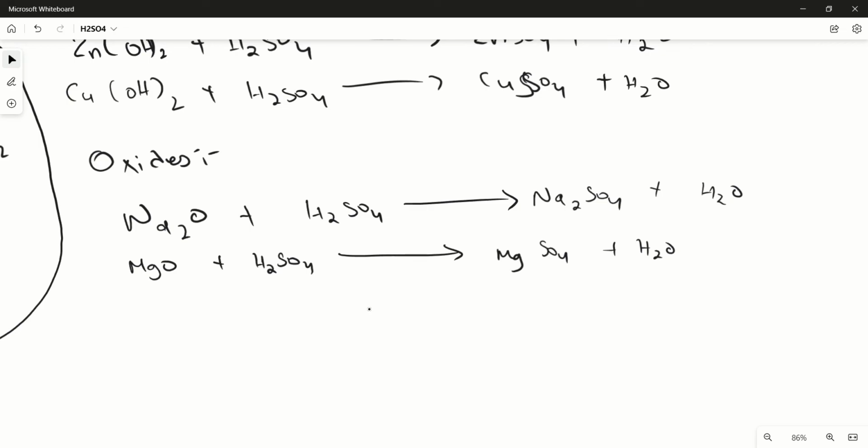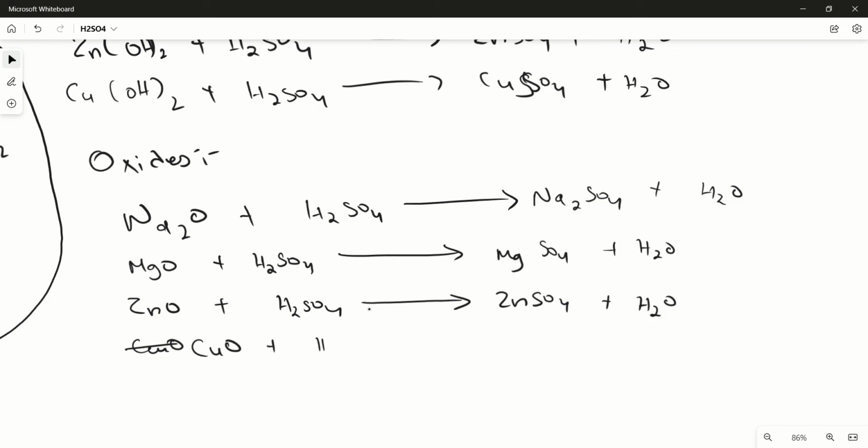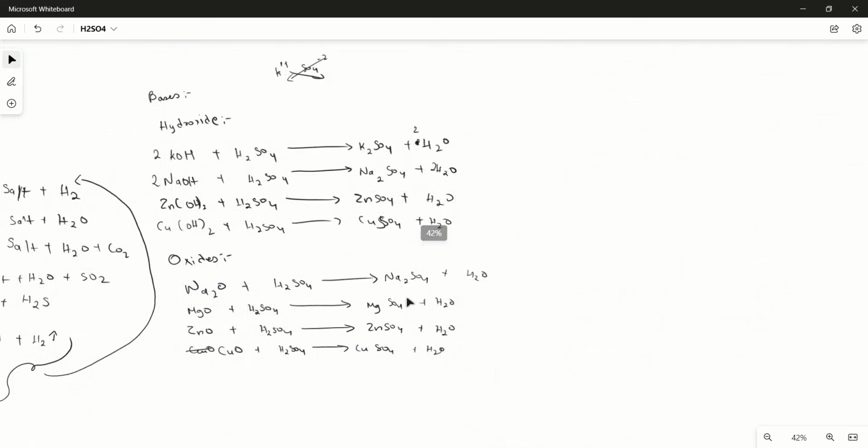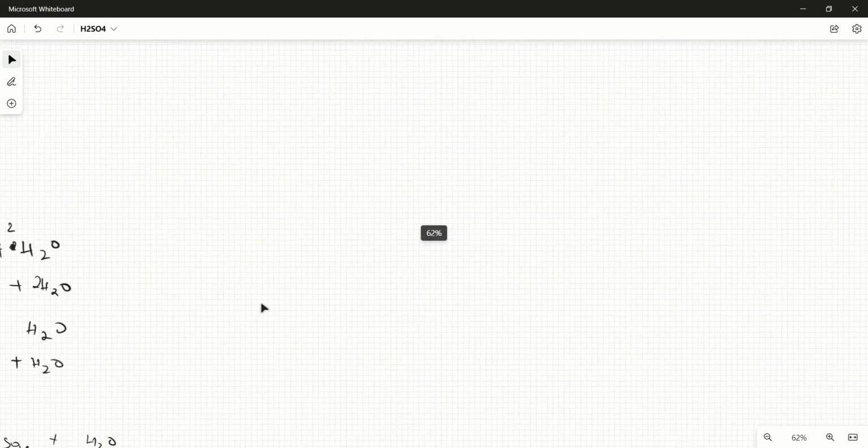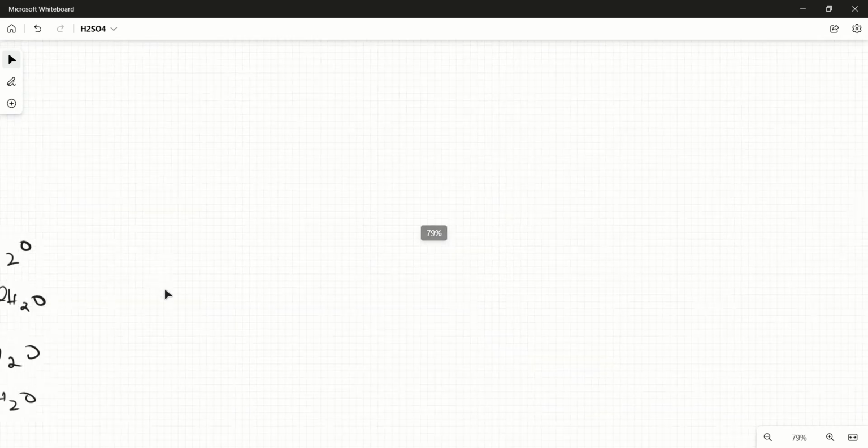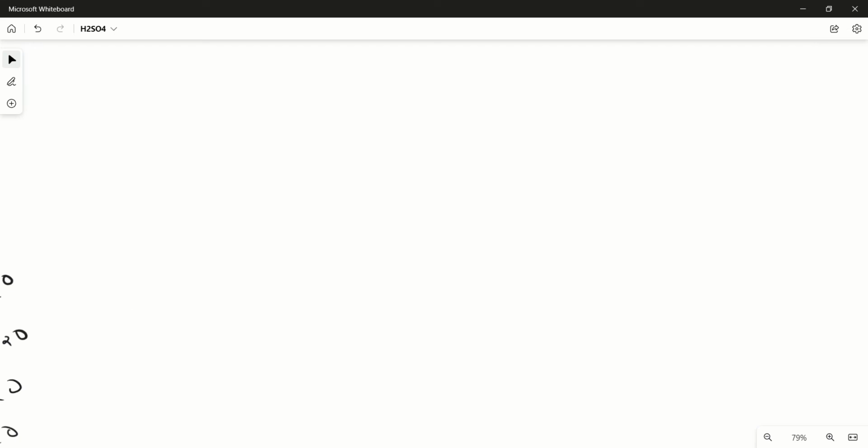What else do we have? Zinc oxide, I guess. Plus H2SO4 gives us ZnSO4 plus H2O. Now let's take copper oxide. Copper oxide plus H2SO4 gives us copper sulfate plus H2O. Pretty simple. Okay, we're done with bases. Let's continue with carbonates.